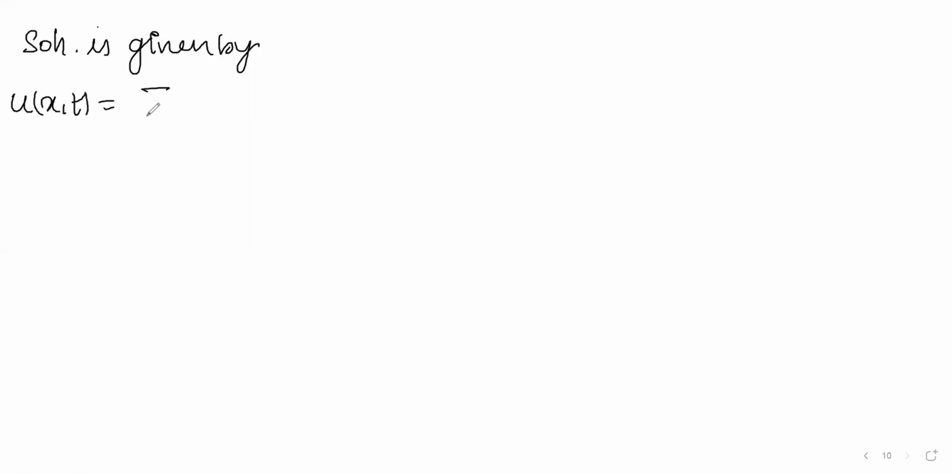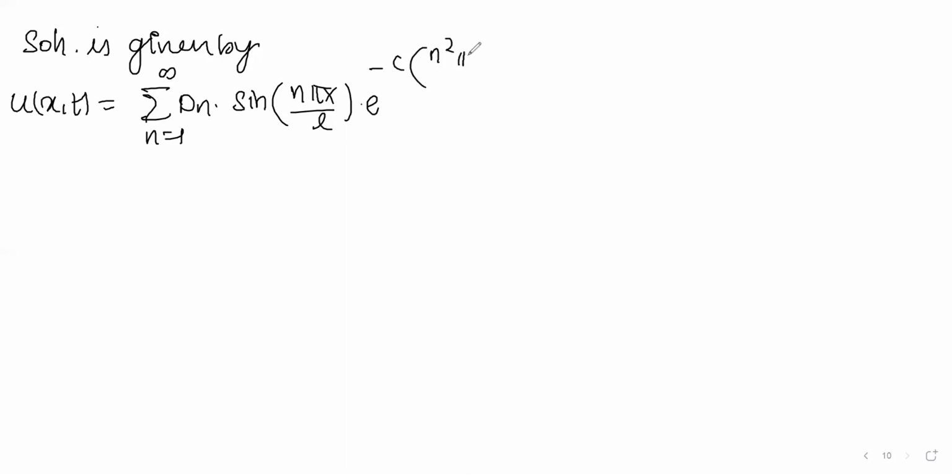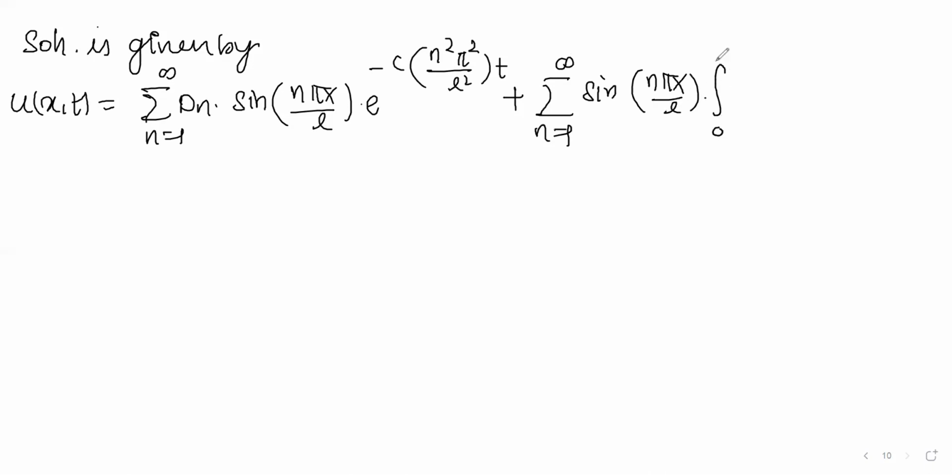u(x,t) equals summation n equals 1 to infinity d_n sine n pi x upon L, e power minus c n square pi square upon L square into t, plus summation n equals 1 to infinity sine of n pi x over L, integral 0 to t of e power minus c n square pi square upon L square into (t minus s), into f_n of s ds. That's how the solution looks, and we will now first simplify it.